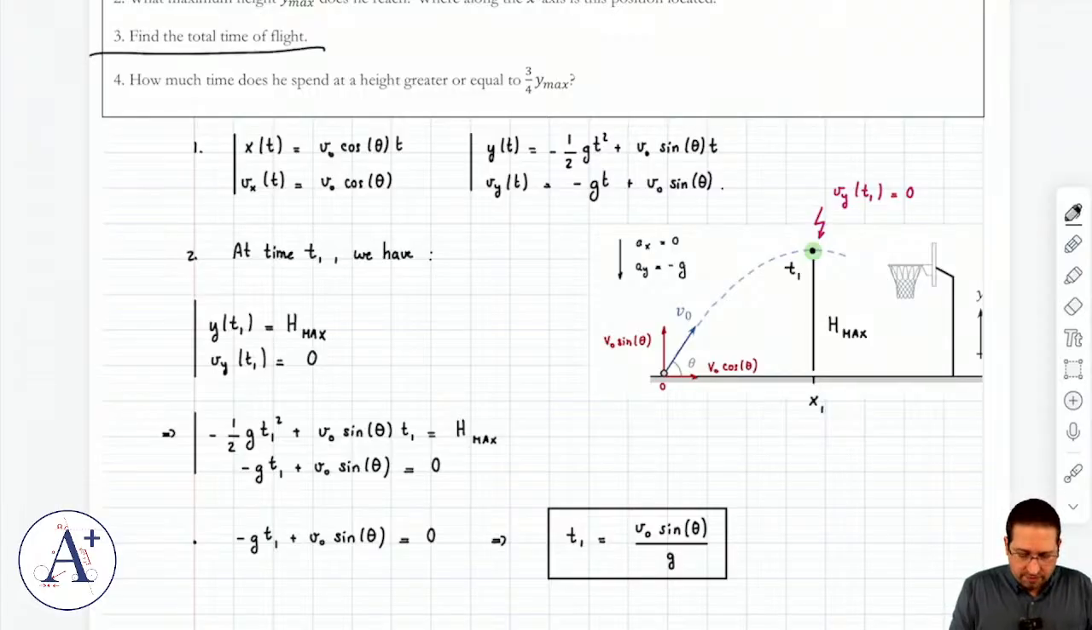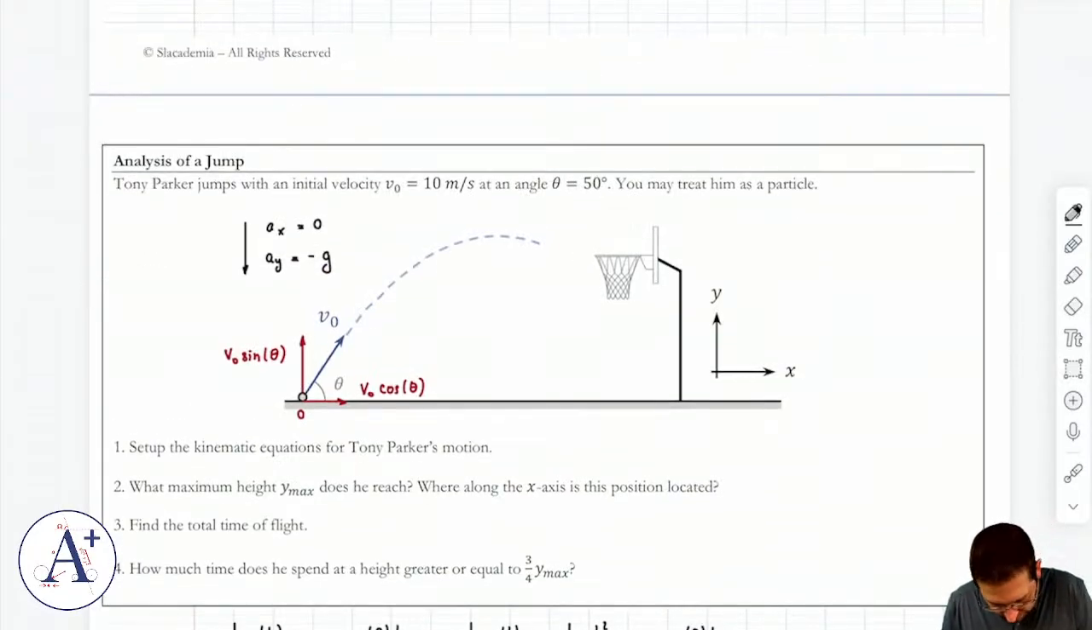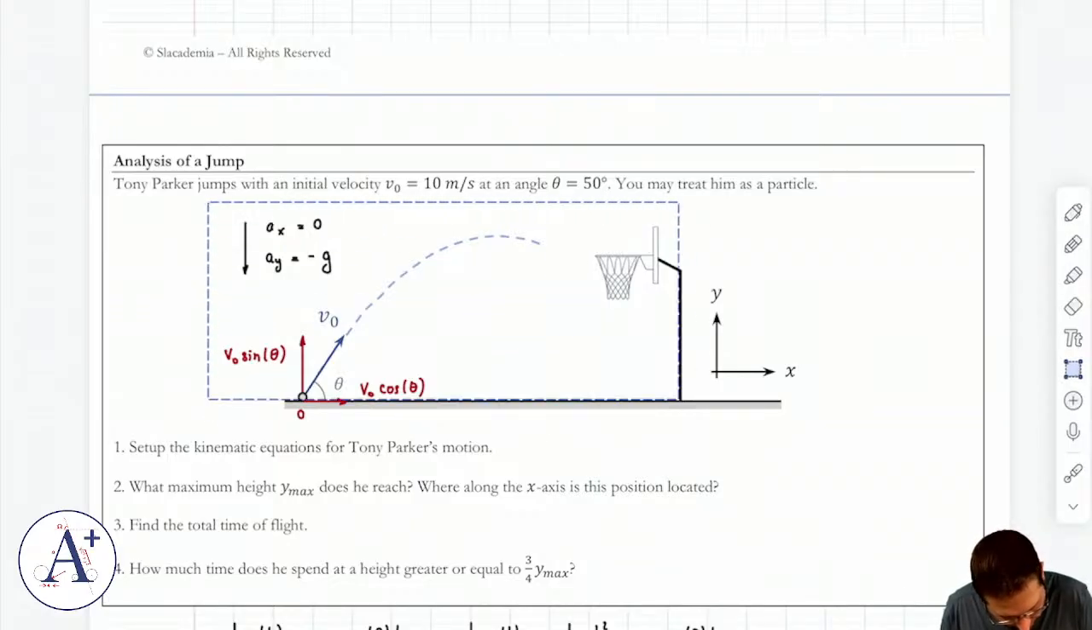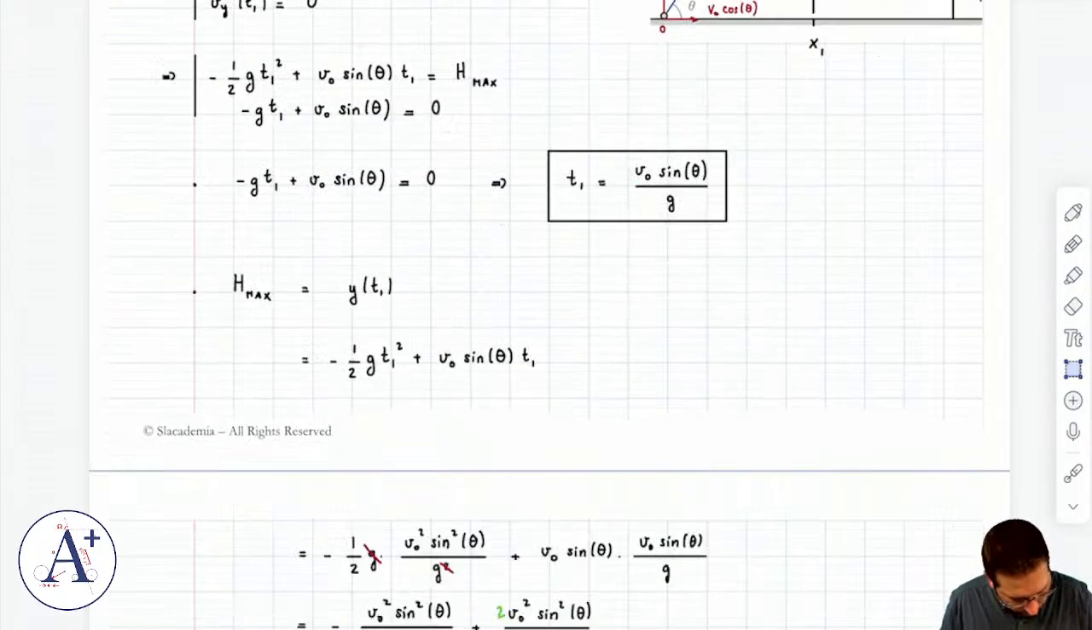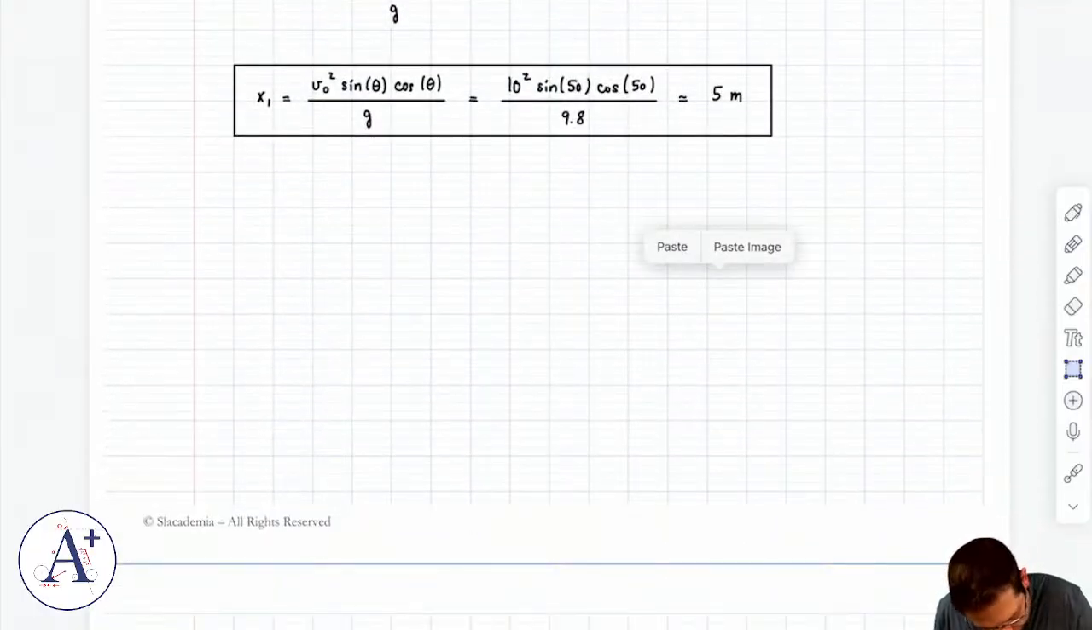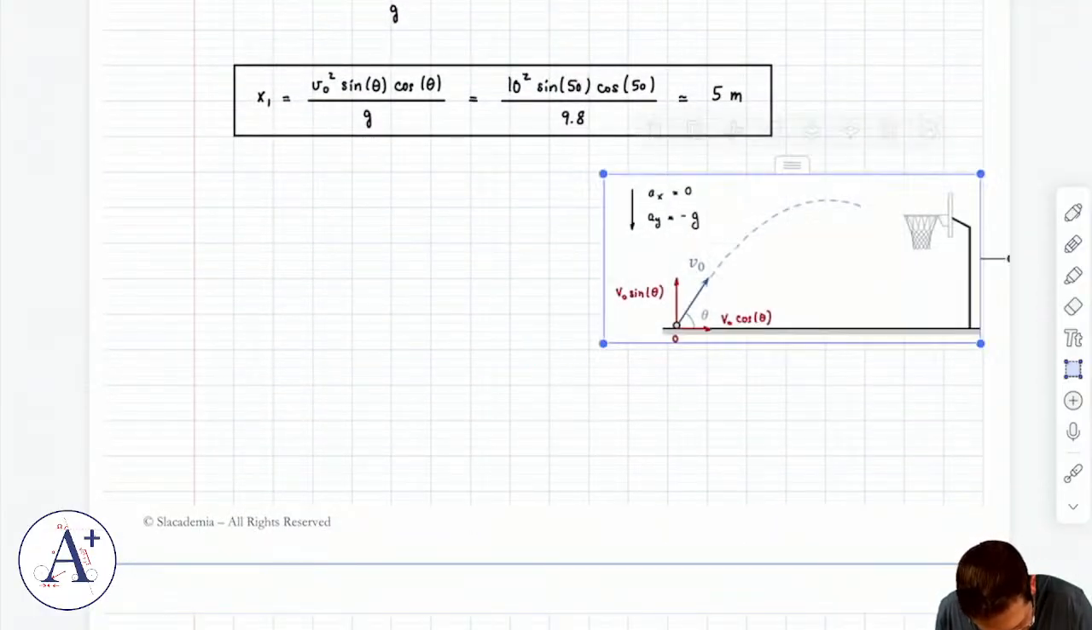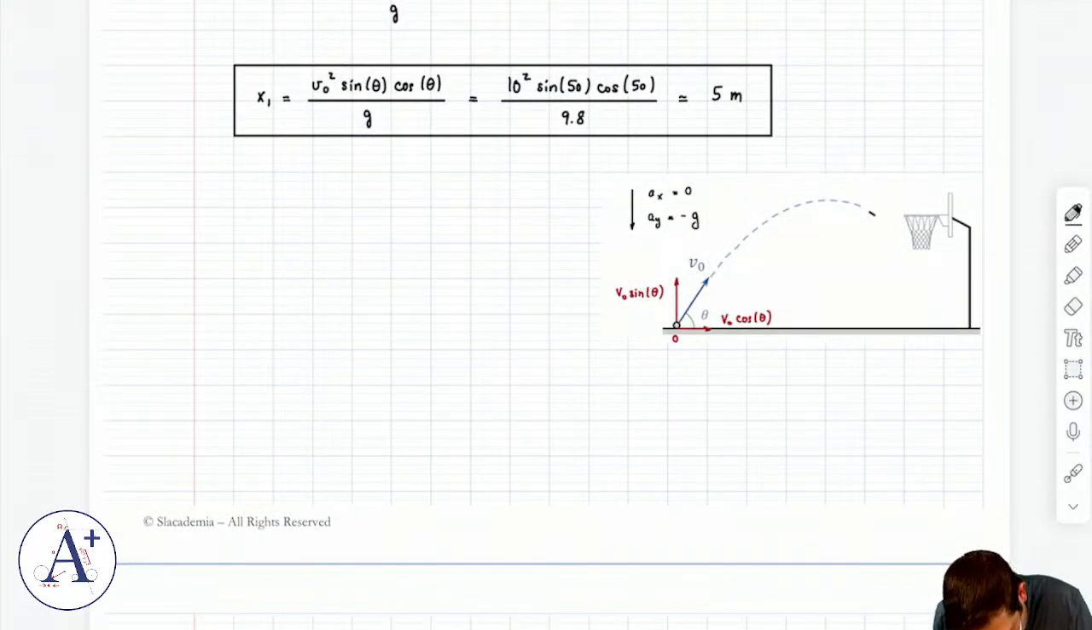Question 3 then, find the total time of flight. All right, so again I'm going to make a copy of this so that we have something to reference as we work on it. And we want the total time of flight. At some point he's going to land back on the ground, of course. Let's call that T final.